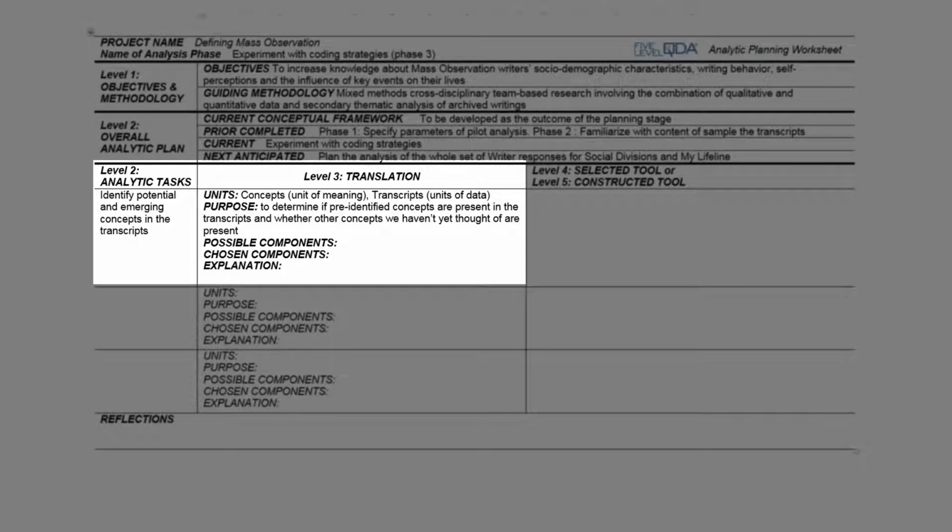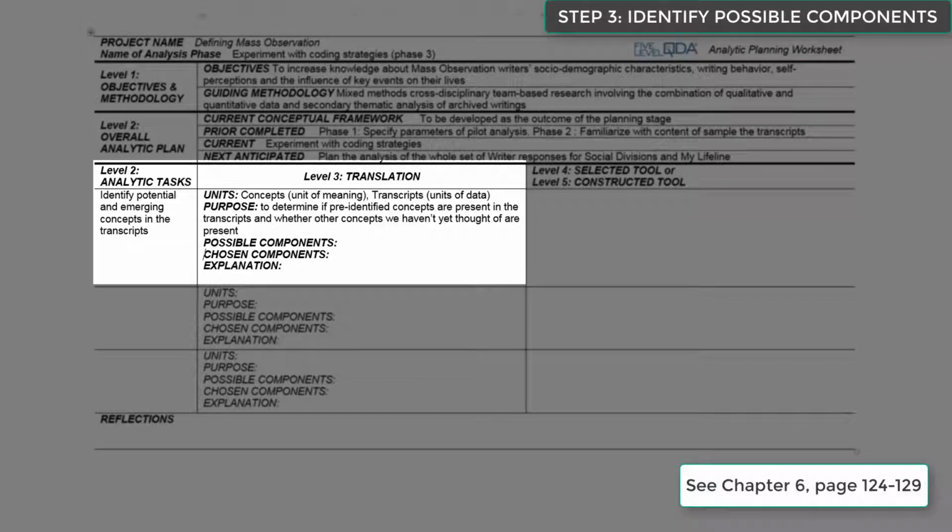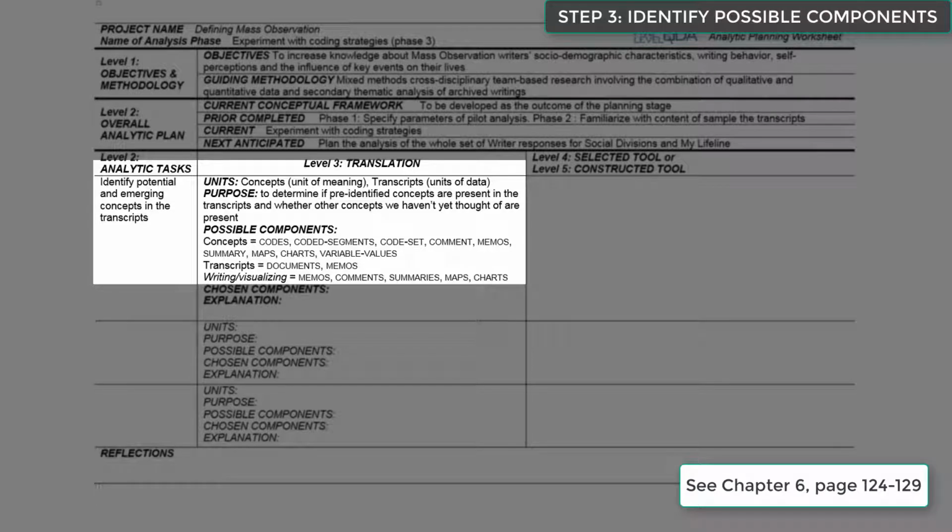Now we've identified the units and described the purposes, we're ready to identify potential components, step 3 of translation. And this involves first thinking through which software components can be used to represent each unit, and then thinking about whether the purpose of the task involves writing or visualizing. There are several components that could be used to represent concepts and transcripts, so I'll pop those in the worksheet. And we always consider the components that can be harnessed for writing and visualizing.